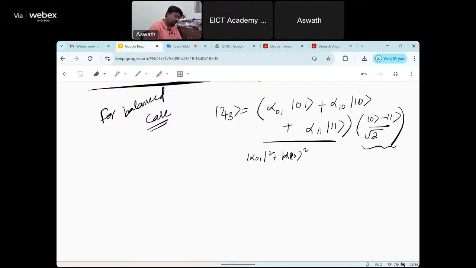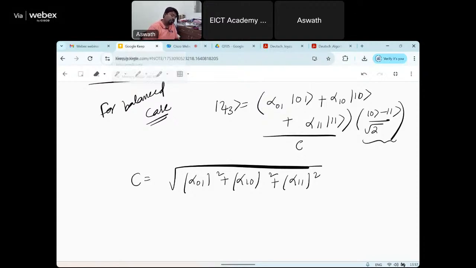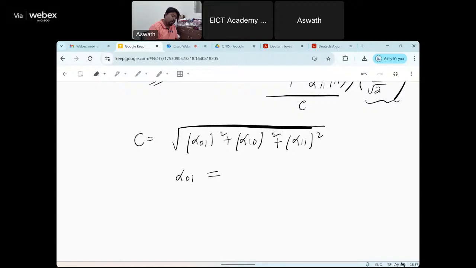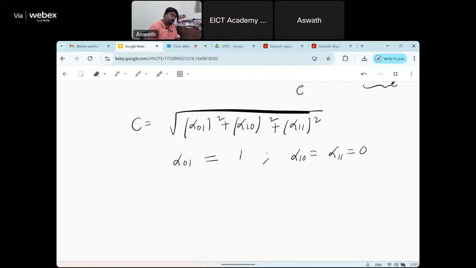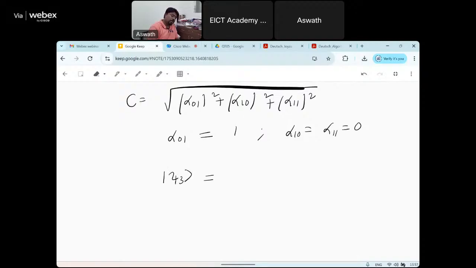Okay, let me write down neatly, clearly. Some normalization constant. What is that normalization constant? It is the square root of alpha 0,1 whole square plus alpha 1,0 whole square plus alpha 1,1 whole square. That is what you will get. Sometimes alpha 0,1 can be 1 and alpha 1,0 and alpha 1,1 can be 0. In that case, what I will have in psi3 is |0,1⟩.